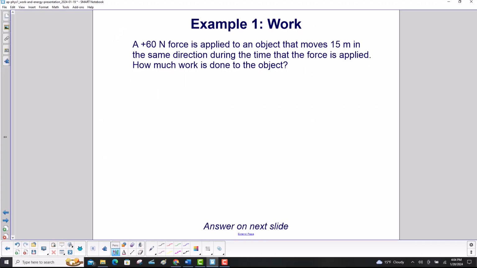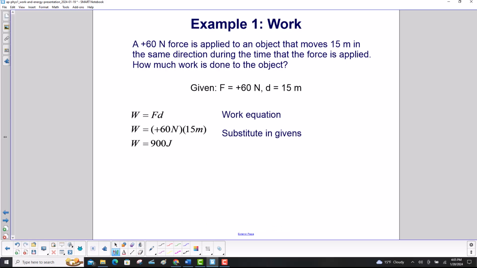Time for some example problems. A 60 Newton force is applied to an object that moves 15 meters in the same direction during the time that the force is applied. How much work is done to the object? This is a one-dimensional problem, so we just need to use W is equal to Fd because the force and the displacement are in the same direction. We have our givens. We simply multiply them together, and we get 900 joules.